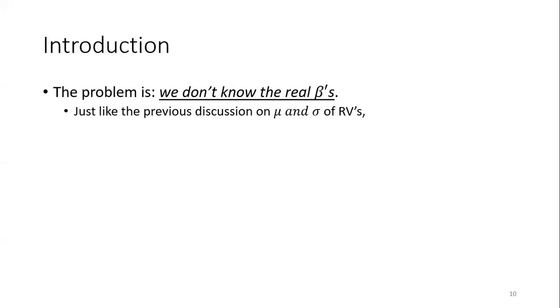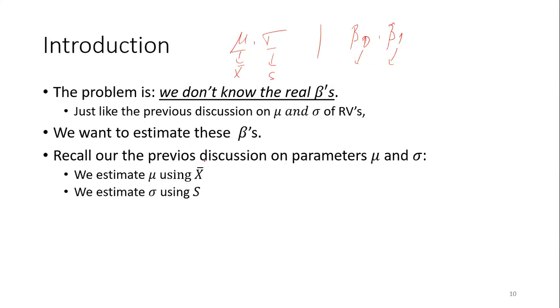Okay, so the problem is, we don't know the betas, right? This is just like the population parameters mu and sigma: we don't know mu and sigma. This is a similar thing. We don't know the population regression parameters beta 0 and beta 1. So just like we use the point estimator X bar for mu and S for sigma, we will find an estimator for beta 0 and beta 1, okay?